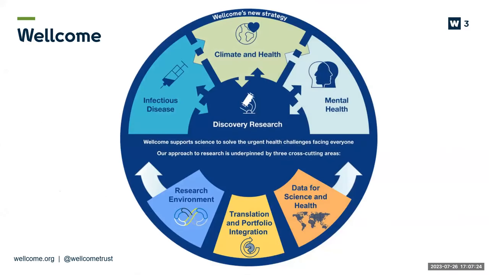In terms of what we fund and how we work, we have four core funding areas, as you can see on this slide here: infectious diseases, climate and health, mental health, and discovery research. Those four areas interplay, and there's a lot of co-funding. But how we do that work, how we fund, and how we expect researchers to work is underpinned by three cross-cutting areas: research environment, translation and portfolio integration, and data for science and health. My own work in open research sits within the research environment team. And for us, research environment is really about how we manifest our values as an organization in terms of how we work, but also how we want the research that we fund to be done. And that really centers on research being open, engaged, ethical, and done by diverse people involving diverse populations.